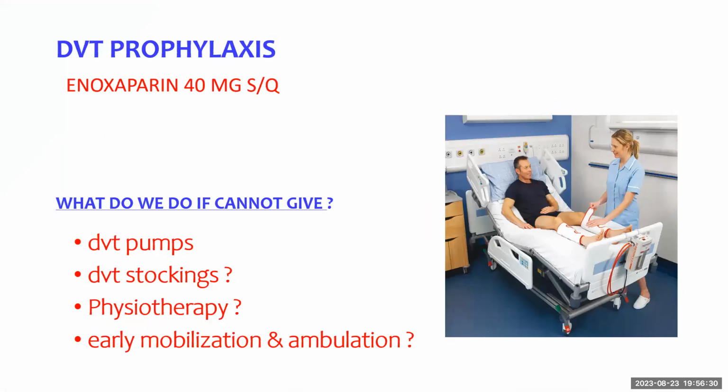Now coming to DVT prophylaxis, you use a standard dose of enoxaparin, 40 milligrams subcutaneous, and if you cannot give that, then use DVT pumps. The role of DVT stockings, physiotherapy, early mobilization, and ambulation is questionable.